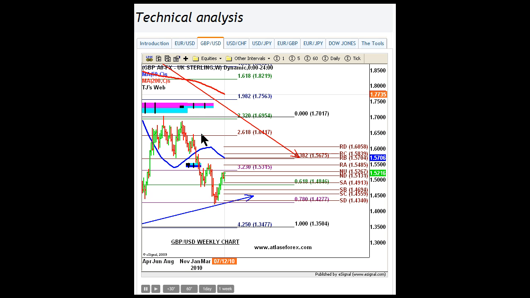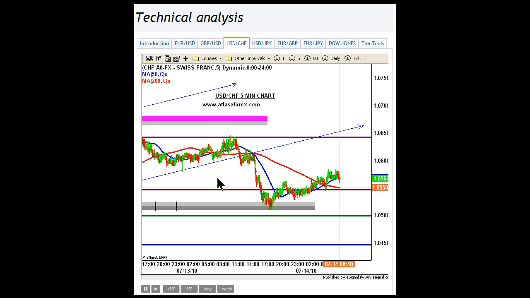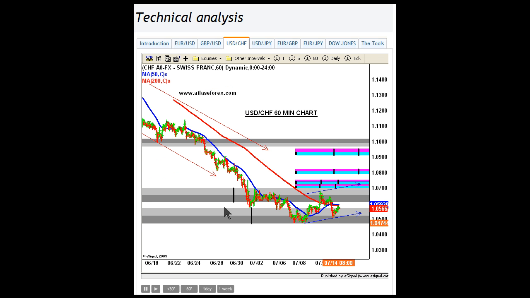That was the weekly chart on GBP USD. USD Swiss franc. The Fibonacci lines that we were talking about a few days back continue to play the boundaries for the move of the USD CHF, the Swiss franc. This is the 5-minute chart, very nice. Okay, the 50 moving average crossed the 200, but that's a very short projection.